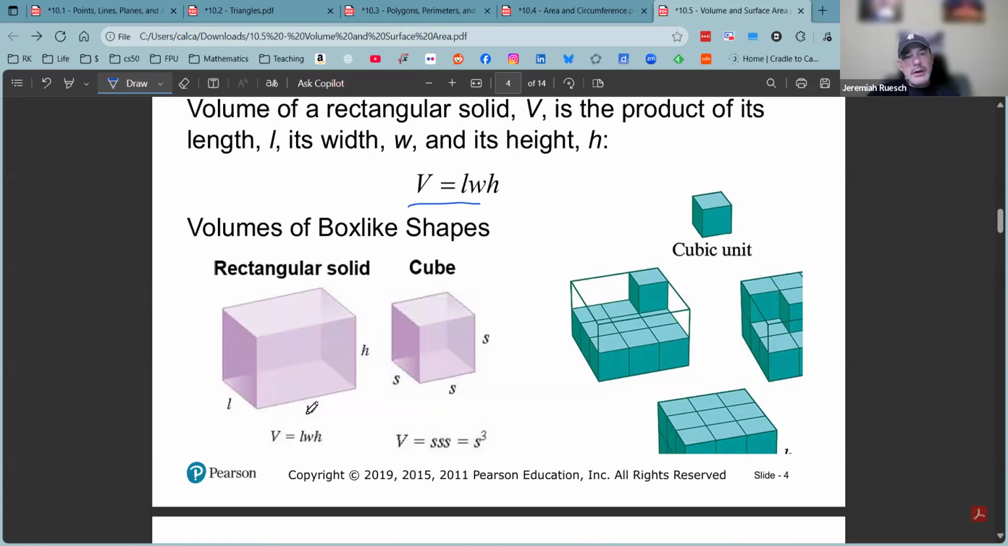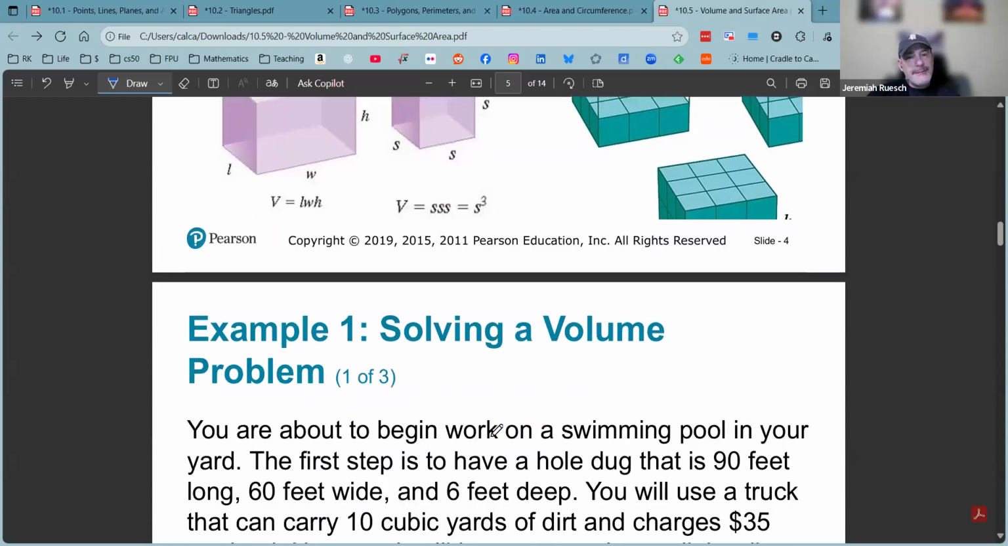If it's a cube, L, W, and H are all the same. We call it side S. And so we get the volume of a cube is just S cubed.